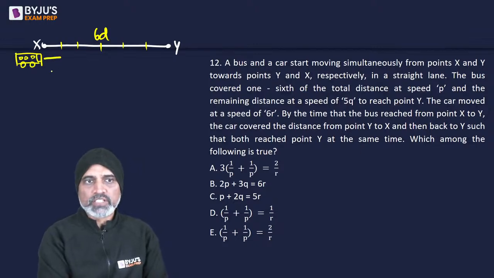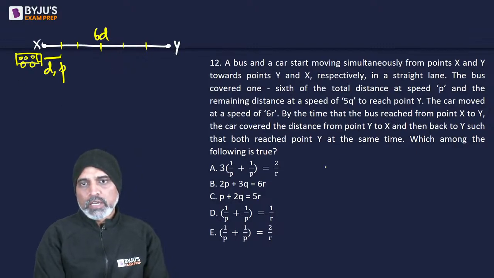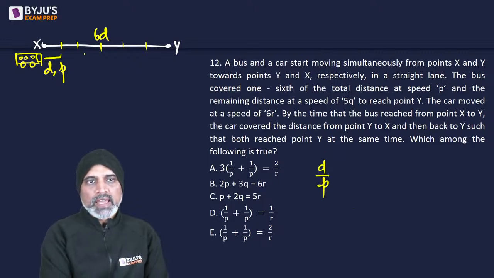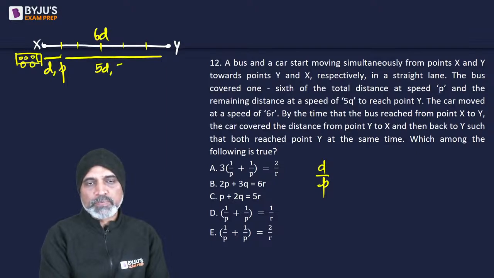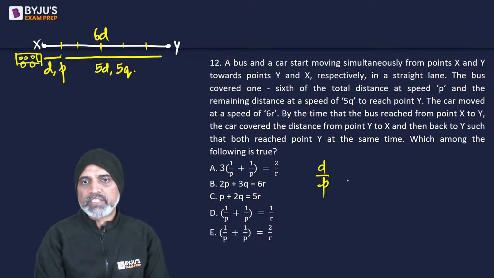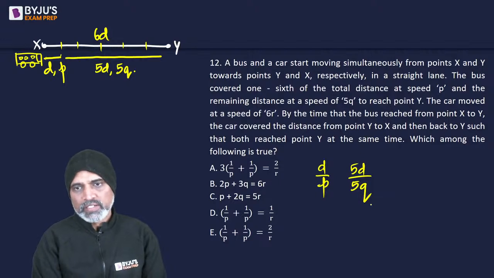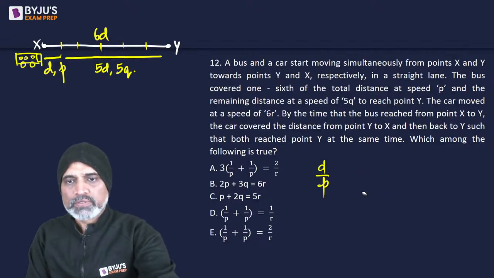This much of distance, which is D distance, it covers at a speed of P. Right? So how much time did the bus take? Bus took distance upon speed, and the remaining distance is 5d. It moved at the speed of 5q. So how much time did the bus take here? It will be 5d by 5q, which is nothing but d by q only, right? तो मैं इसको केवल d by q लिख देता हूँ.